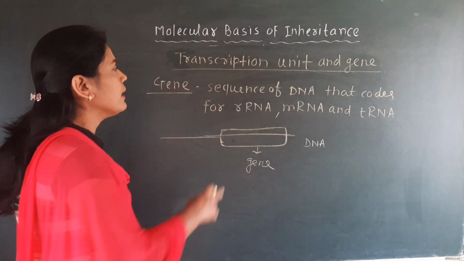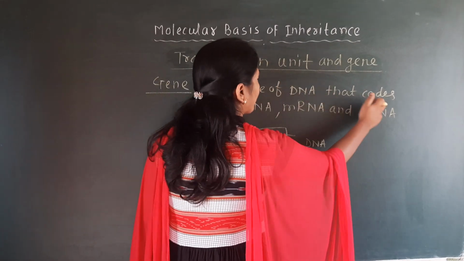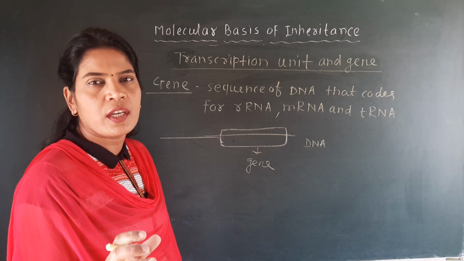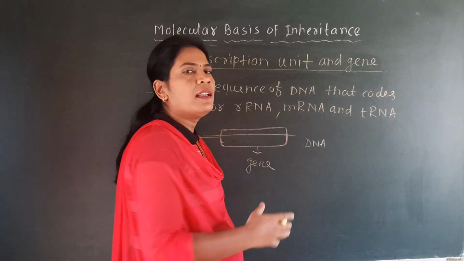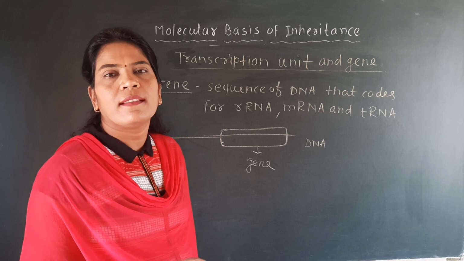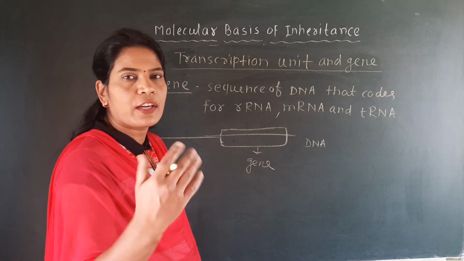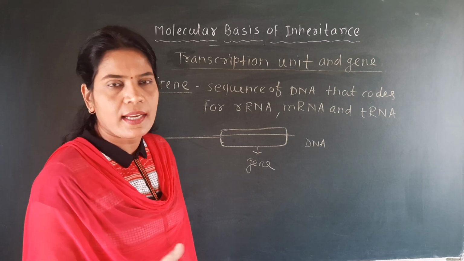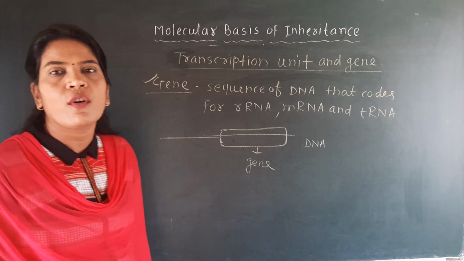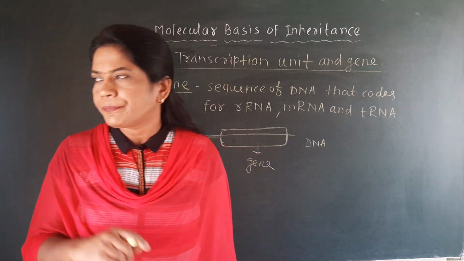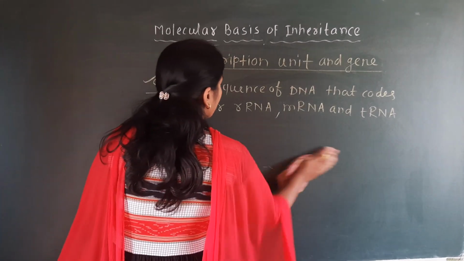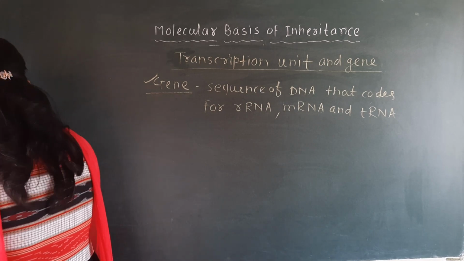So what is meant by gene? Gene means the sequence of DNA that forms the code, meaning the information for formation of that particular RNA. The information present on this DNA is called the code. So the segment of DNA that codes for rRNA, mRNA and tRNA is called a gene. This definition is very important for a one-sentence question, and you have to revise it: a gene means a segment of DNA responsible for formation of rRNA, mRNA and tRNA.